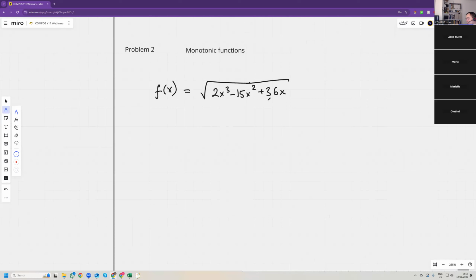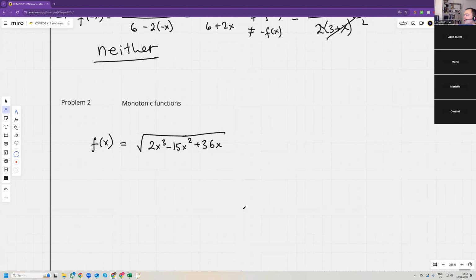Monotonic functions. A monotonic function is a function that is always increasing or always decreasing. An example would be the square root, y equals square root of x. It's always increasing. It looks like this.